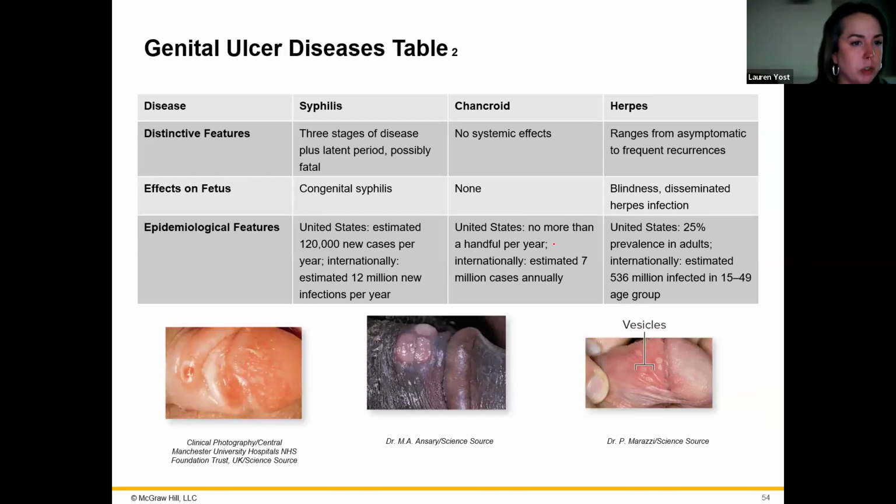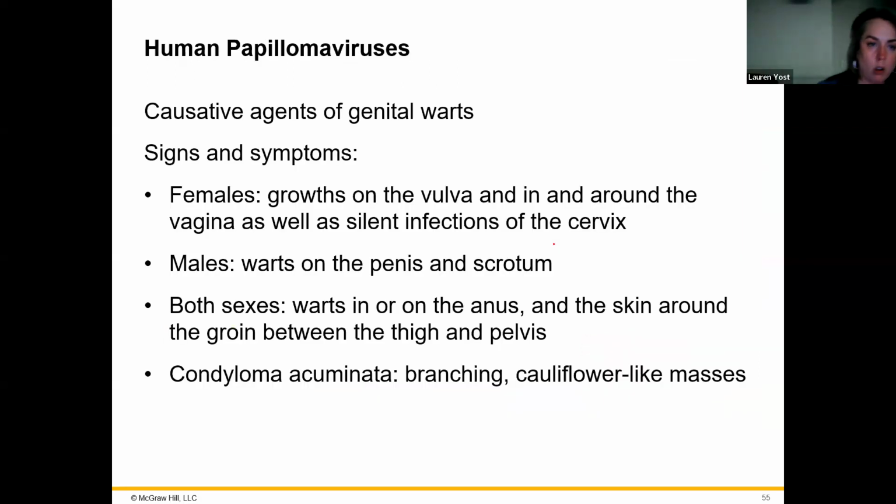But here are some images of the things that we were just talking about, with syphilis on the far left, chancroid in the middle, and then some vesicle formation from herpes. Looking at the differences there.